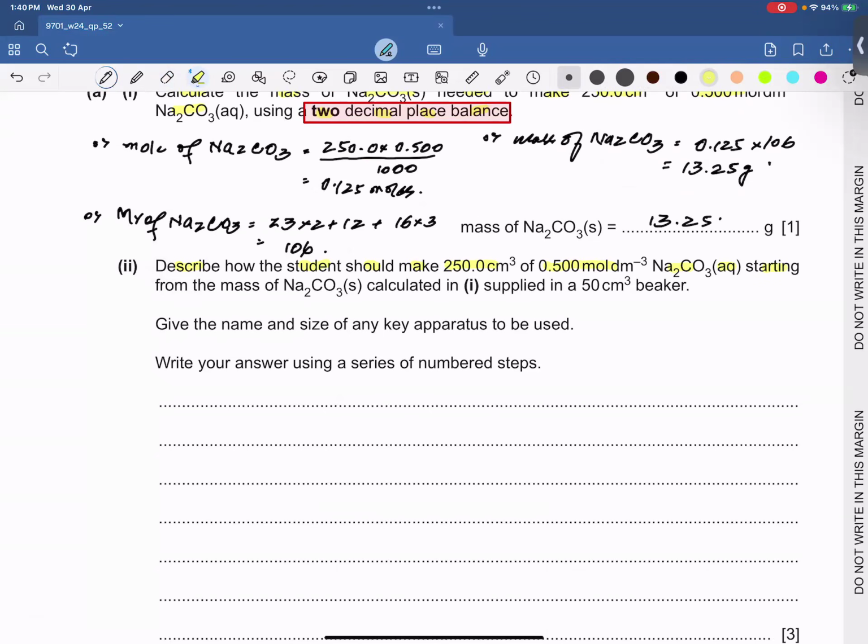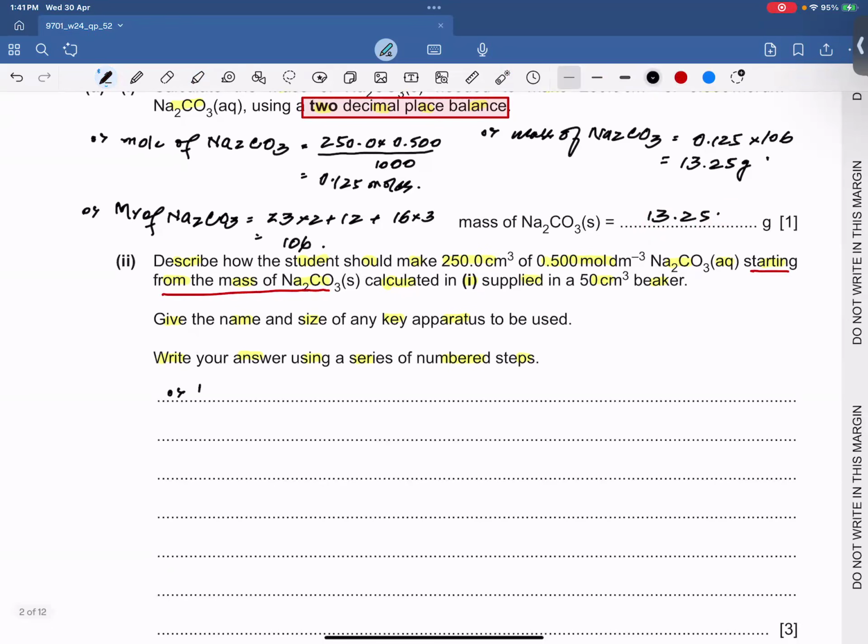Next part: describe how the student should make 250 cm³ of 0.5 mol per dm³ sodium carbonate solution, starting from the mass of sodium carbonate calculated in 1, supplied in a 50 cm³ beaker. Give the name and size of any key apparatus to be used. Write your answer as a series of numbered steps. So first we need to measure the mass of sodium carbonate by using an electronic balance, because we need to start from the mass of sodium carbonate.